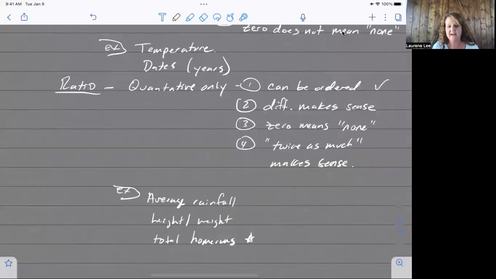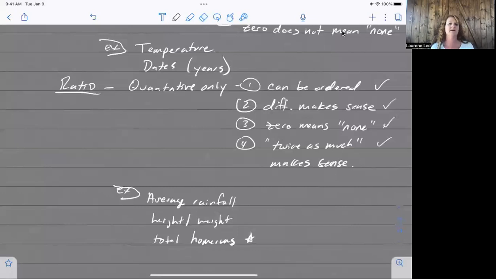Can it be ordered? Yes, right? Like 1 home run, then 2, then 3, then 4. There is an order to that. The difference makes sense. If I have 10 home runs and you have 5, then I had 5 more than you. The difference makes sense. 0 means none. If I get 0 home runs, that means I didn't get any. Yes. Okay. And twice as much. If I got 10, you got 20, then you got twice as many as me. So it checks all of these boxes over here.